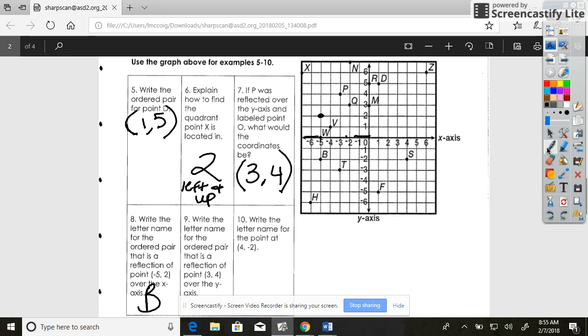Okay, the next question's pretty much just the same. Write the letter name for the ordered pair that is a reflection of point 3, 4 over the y-axis. So again, you actually have to find where 3, 4 would be. So that's 3 over and 4 up. Okay, so there's 3, 4. If I reflected that point over the y-axis, what letter would I then be at? So here's my y. Instead of going 3 over to the right where my point is, I'm going 3 over to the left, and that puts me at P.